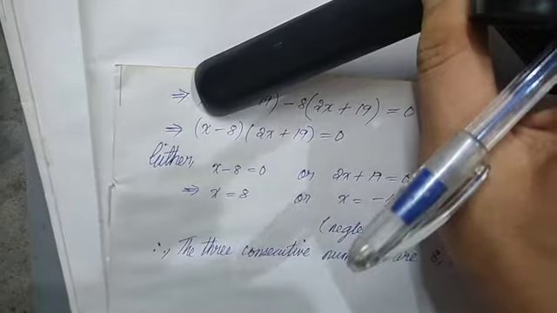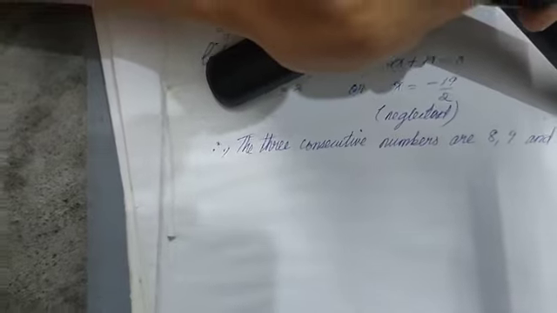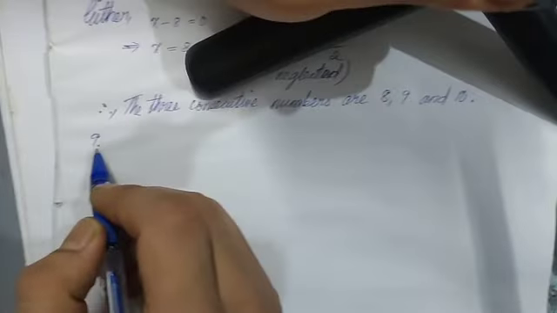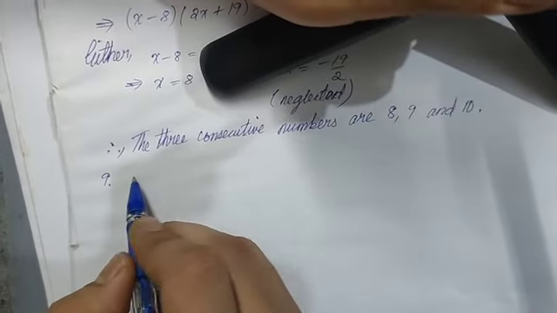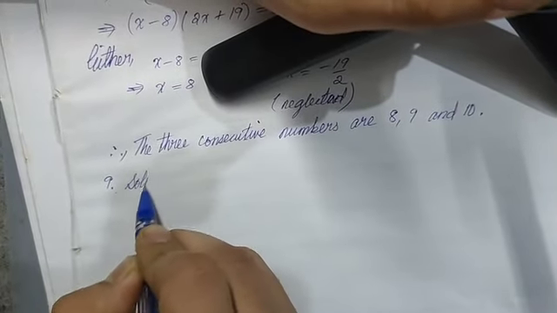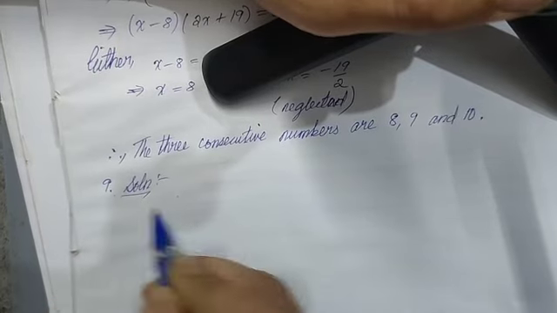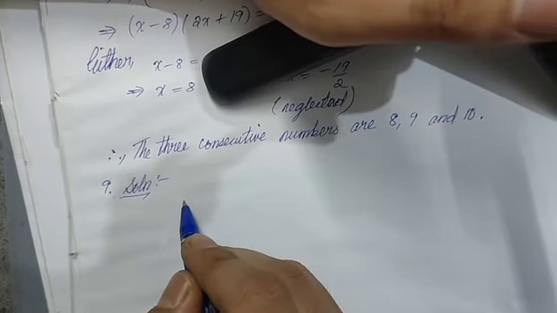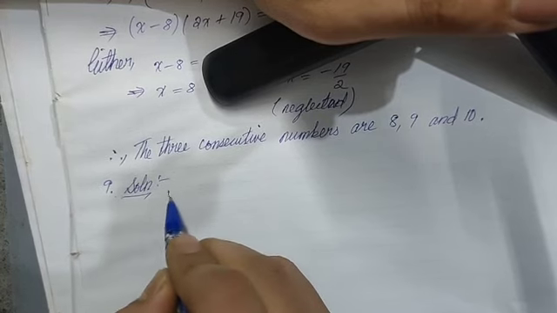Question number 9. Solution. Two numbers differ by 3 and their product is 504. Find the numbers.